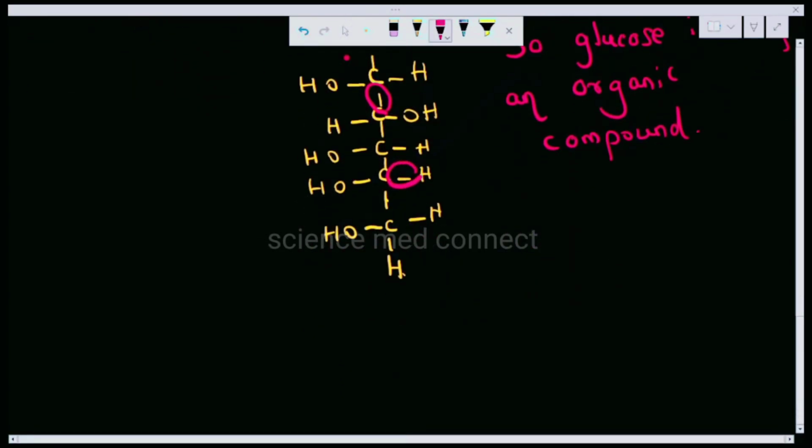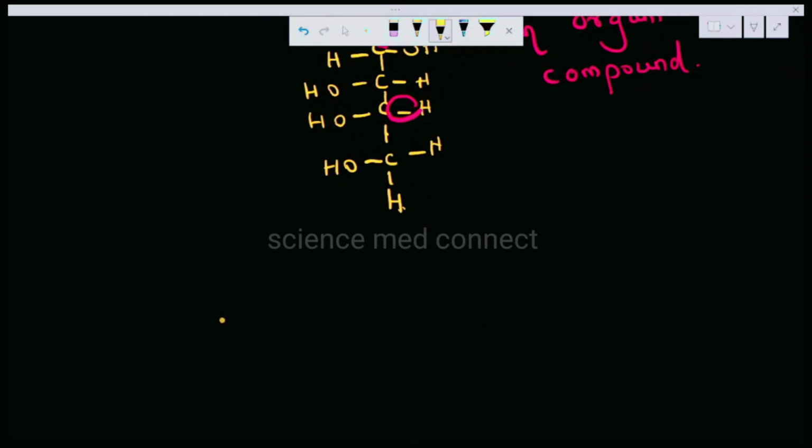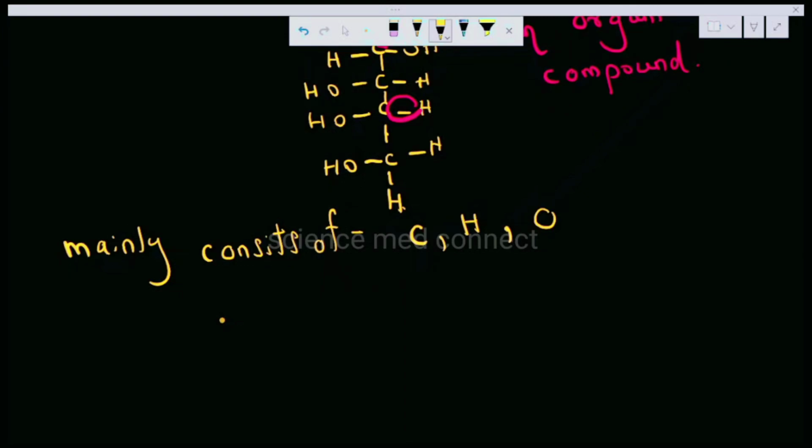So organic compounds mainly consist of 3 elements: carbon, hydrogen and oxygen. It can be carbon, hydrogen and oxygen together, or it can be carbon and hydrogen only.